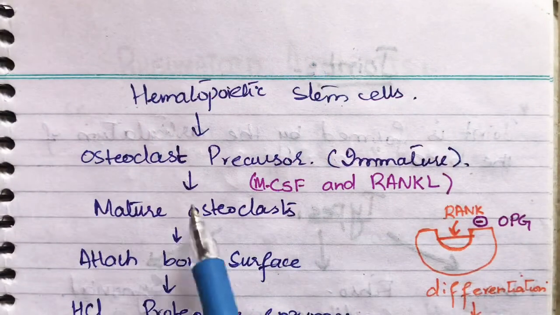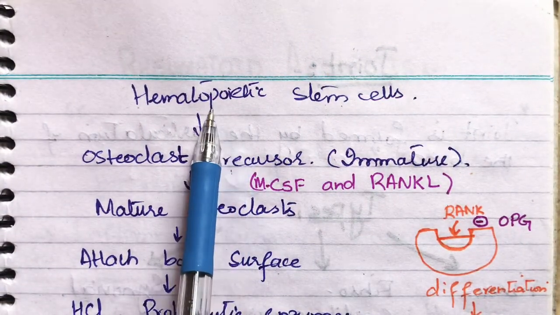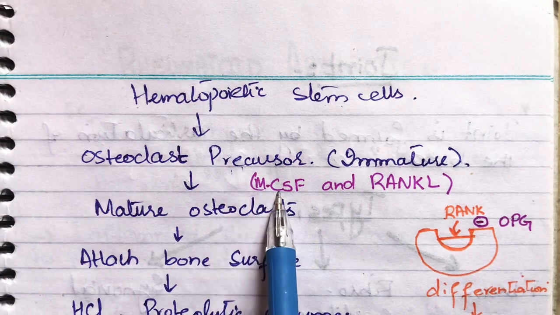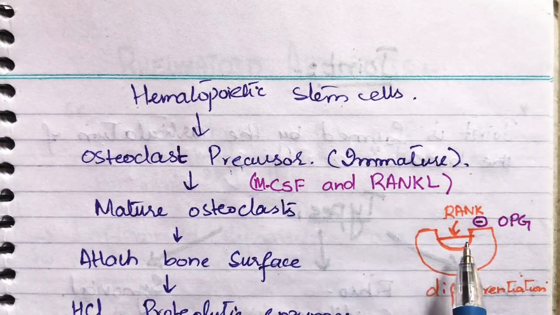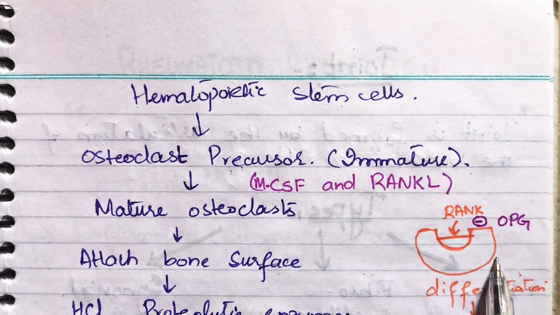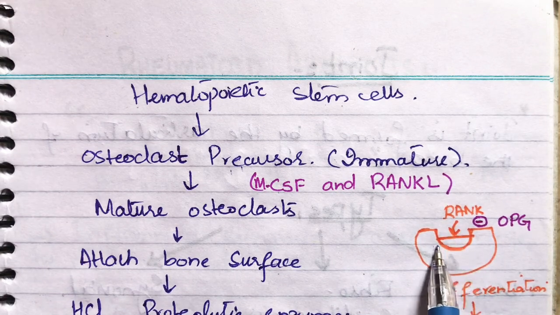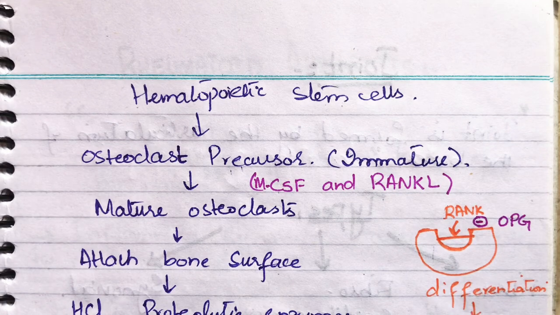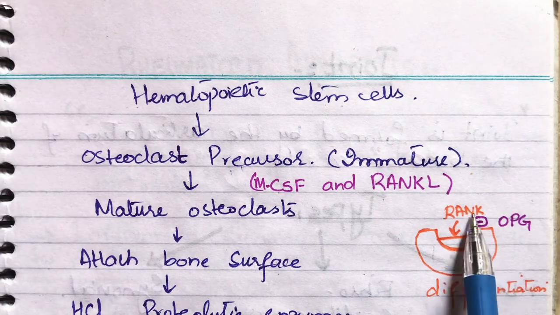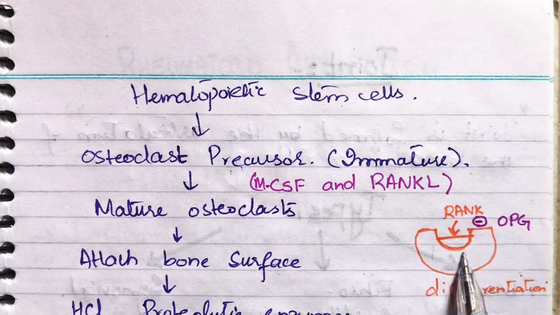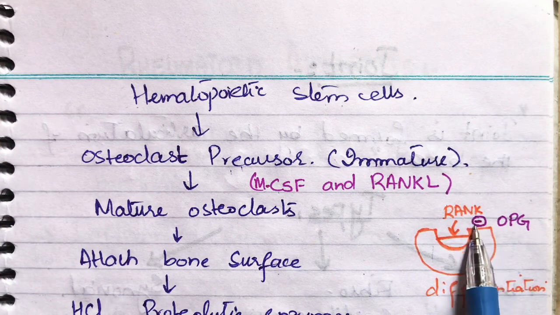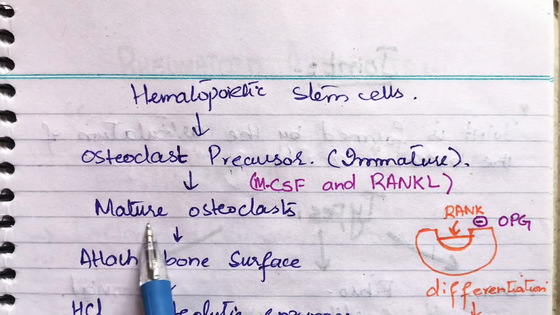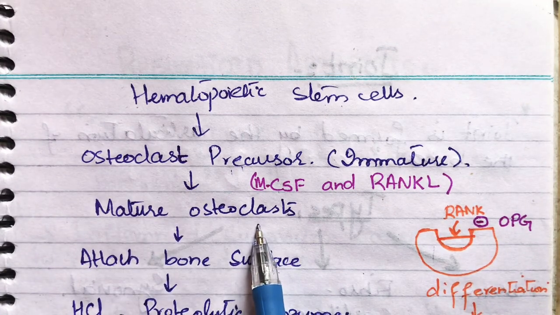The picture represents that the osteoclast precursor cells are produced from the hematopoietic stem cells, which are immature, and are converted into mature cells by MCSF and RANKL. RANKL is a protein which has a receptor, RANK, which binds and causes the differentiation of the osteoclasts, and then bone resorption takes place. This RANK binding to the RANKL is inhibited by a protein known as osteoprotegerin.